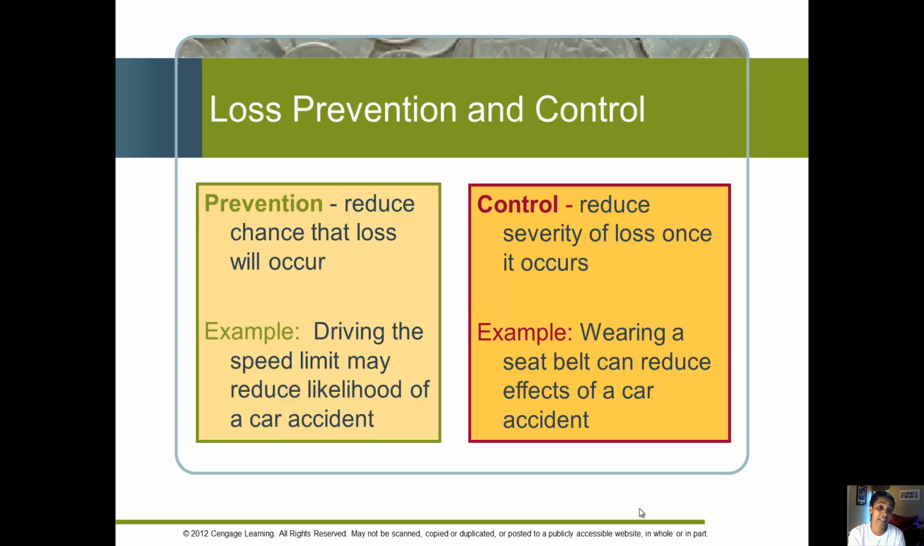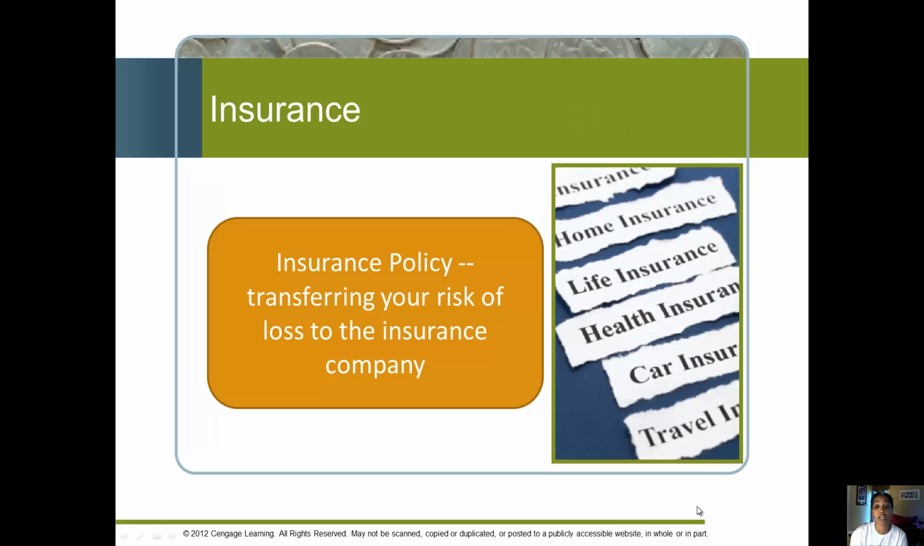And so that means that if we're in a car accident that's not our fault, because we were doing all the right things, we still are exposed to risk because we still are driving a car. And so we could be exposed to someone else's negligence. So if we wear our seatbelt, that could control the loss that we would have that may be someone else's fault.